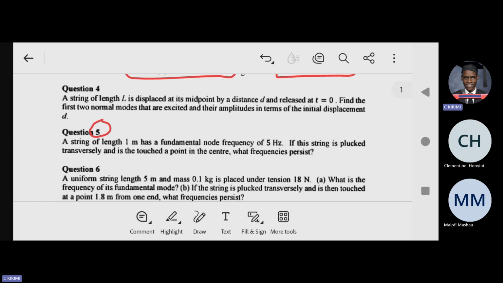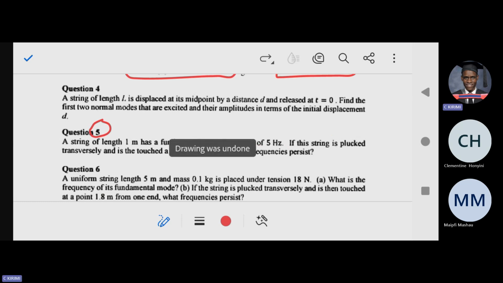So a string of length 1 meter has a fundamental mode frequency of 5 hertz. If this string is plucked transversely and touched at a point in the center, what frequencies persist? That was the question.